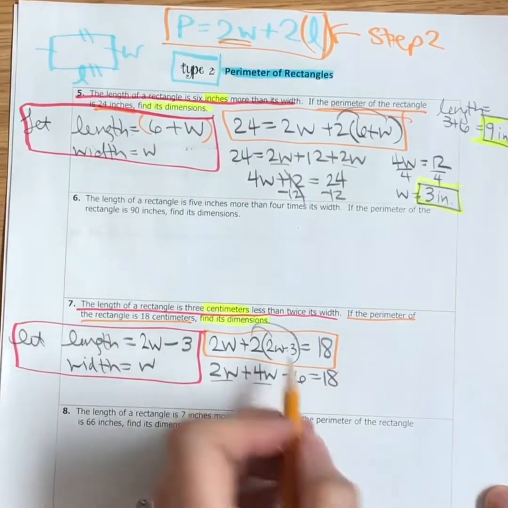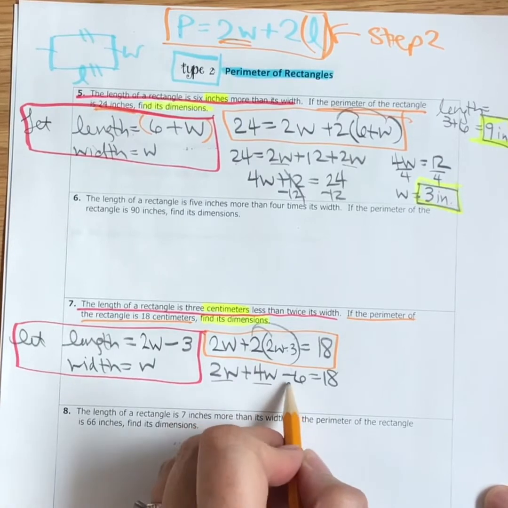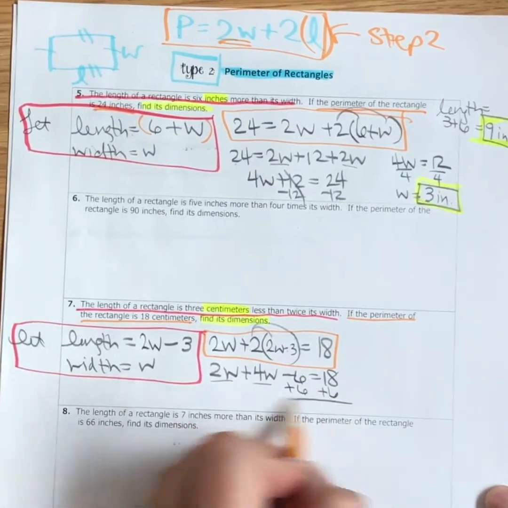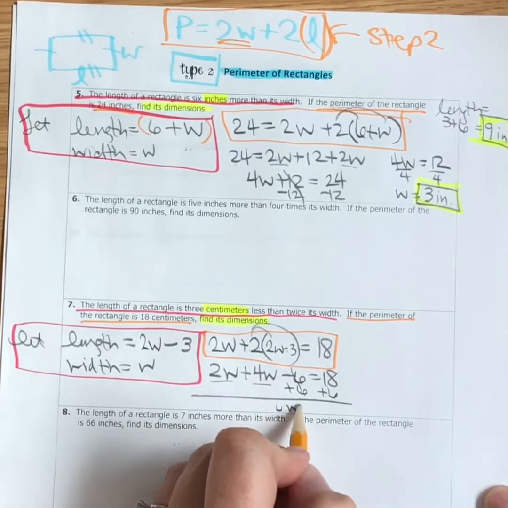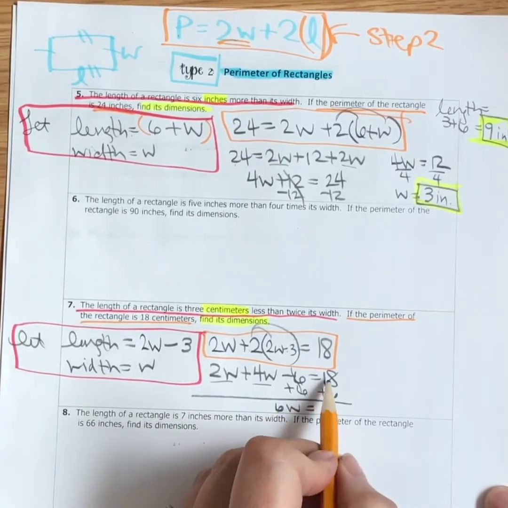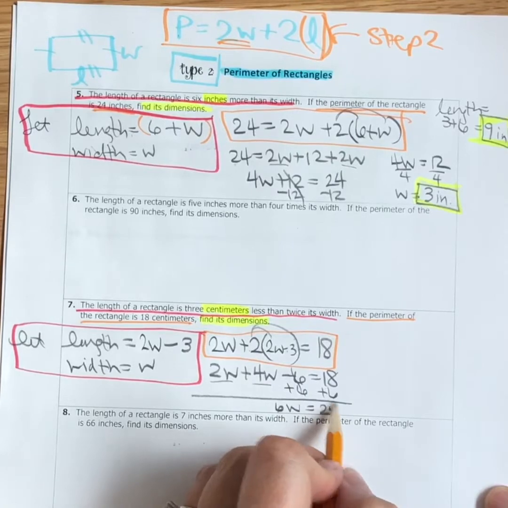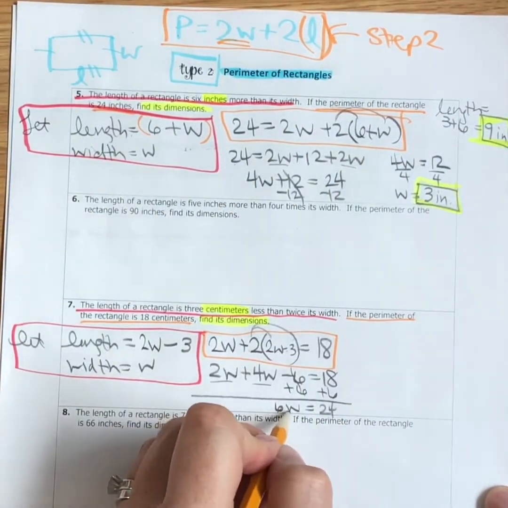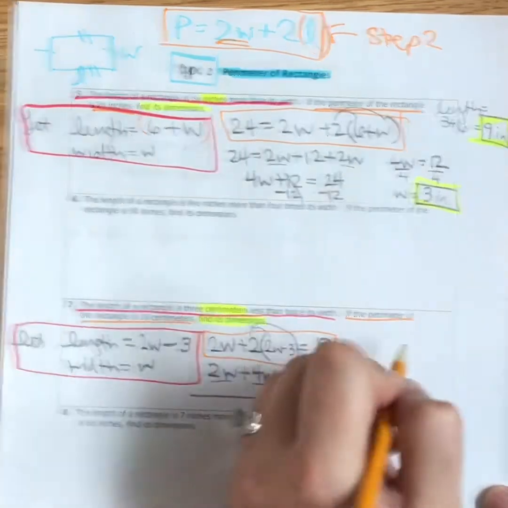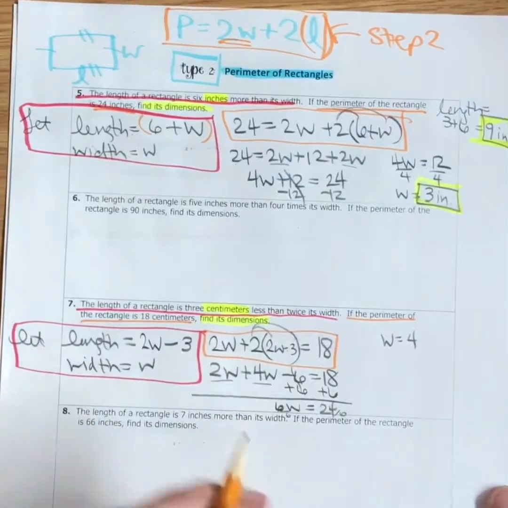I'm going to combine like terms, the W's, and I'm going to go ahead and add 6 all in the same step. So at this step, I get 6W equals, well, 18 plus 6 is 24. Then, I kind of ran out of room. Divide by 6, and you get W equals 4.